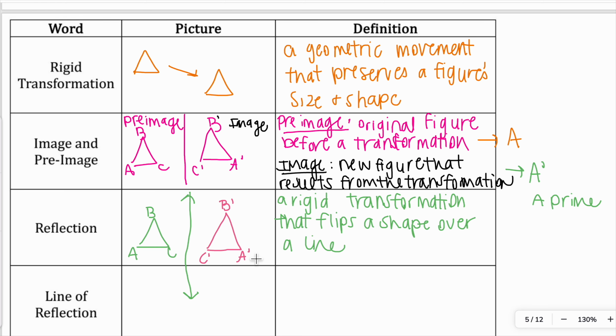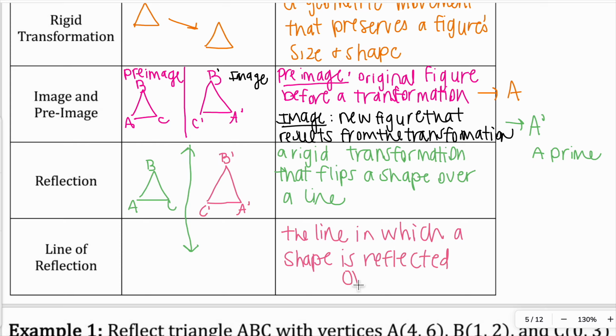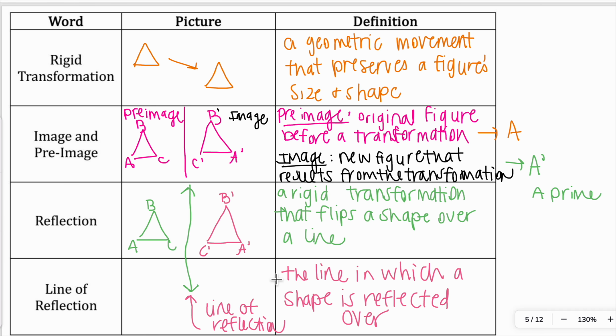Okay. The line of reflection is the line in which a shape is reflected over. So here would be my line of reflection. So make sure we got our definitions and pictures drawn, and then when we're ready, let's go ahead and try example 1.